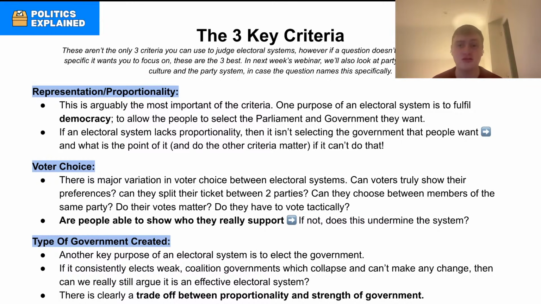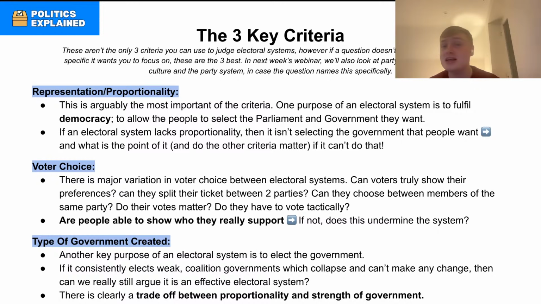This is arguably the most important. One purpose of an electoral system is to fulfil democracy. And that's a really key purpose, to allow people to select the parliament and the government that they want. And if an electoral system lacks proportionality, and that means that actually the share of the vote that a party gets doesn't correlate that well to the share of the seats that it gets, which obviously influences who's in government, then it isn't selecting the government that people want. And what's the point of it? What's the point of having an electoral system if it's not democratic, if it can't do that? So it's a really key criteria, and we're going to look at that.